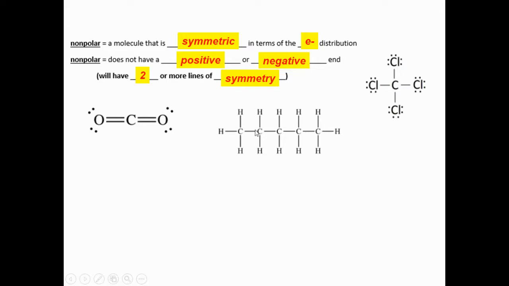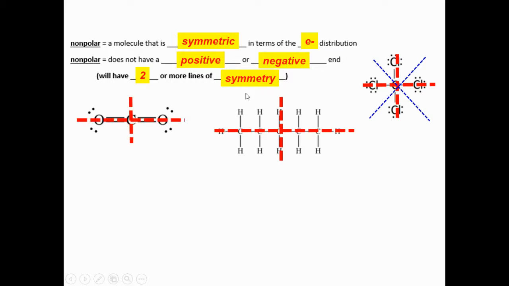And then this long chain carbon molecule, we'll learn more about these next week. You can't see any electrons in the diagram except for the two electrons that are in each bond. They're evenly distributed. And with each of these molecules, you can fold it in at least two ways. With something like CCl4, there are 4 different ways you can fold it to get the same thing on each side. CO2, 2 different ways you can fold it. 2 lines of symmetry means it's nonpolar, means it has an even distribution of electrons.